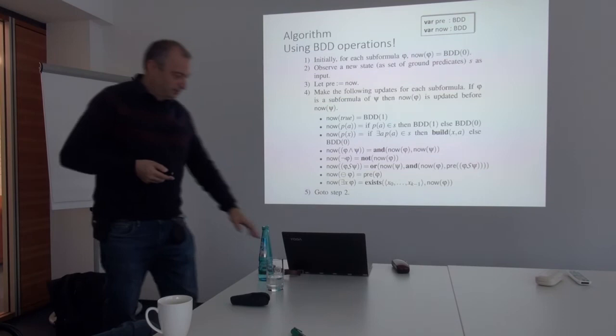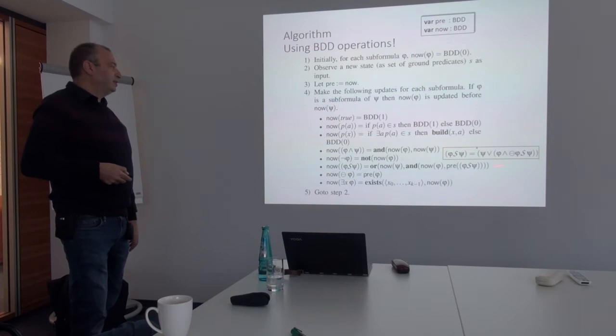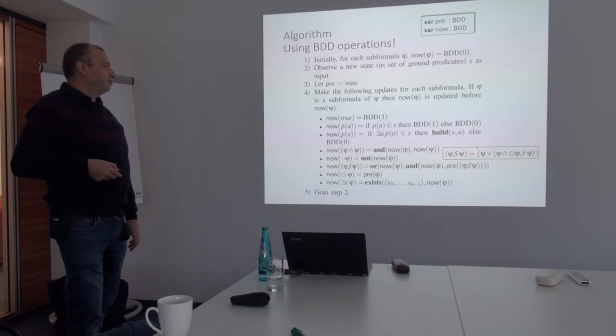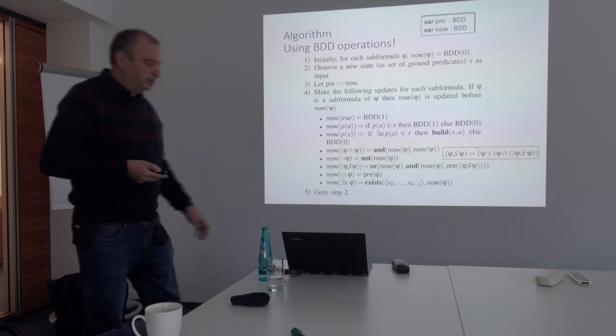Okay, so notice how similar this is, right? That line is very much like an OR of now phi, and an AND of now phi and the pre of phi. Only now these are BDDs and not just plain.